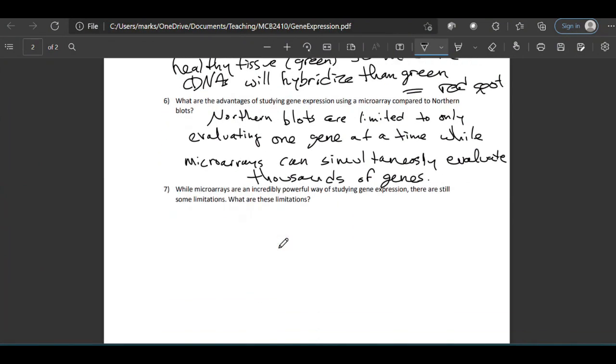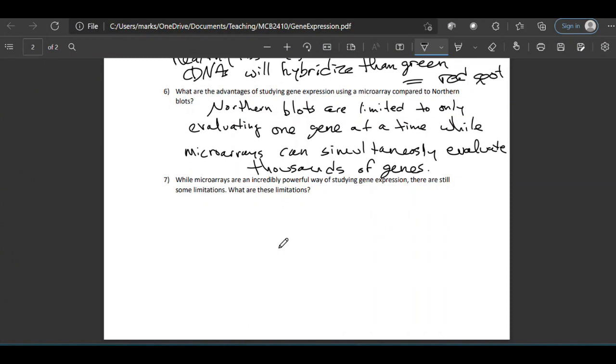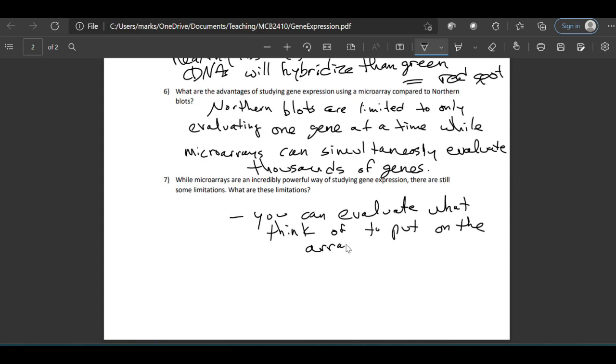Okay, the last question. Microarrays are really, really powerful, but there are some limitations to these. What are these limitations? The first is, and I'm going to draw this out a little bit to illustrate, you can only evaluate what you think to put on the array. I gave this example in class: say you have a gene, and these are your exons, and you have your array, and you spot onto that spot there. This spot here is that piece of the exon, and this spot here is that exon.